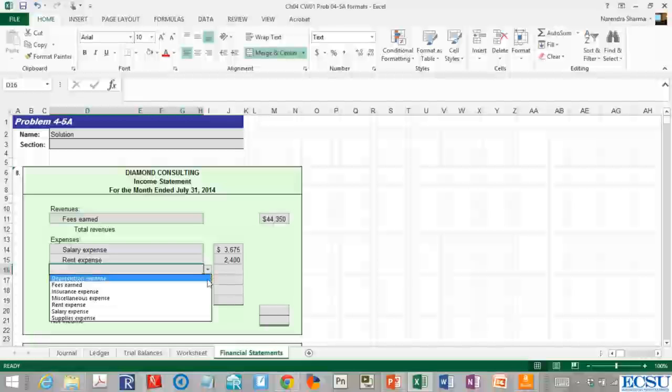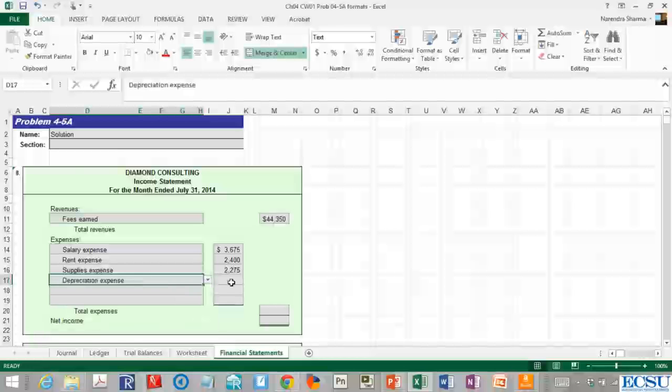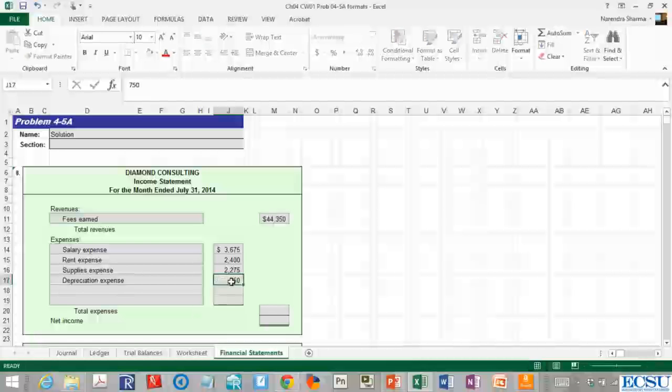So let us see the supplies expense. Here it is. And that is going to be 2275. And next is going to be depreciation expense. So depreciation expense is 750.